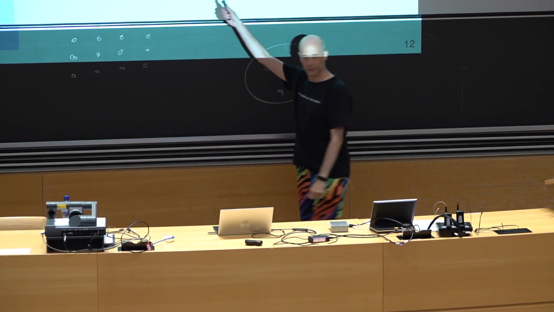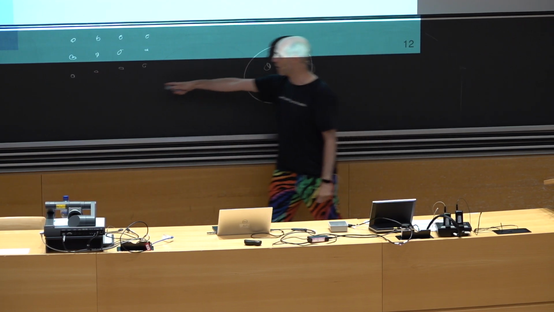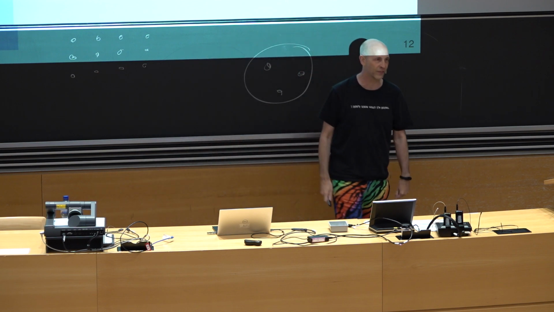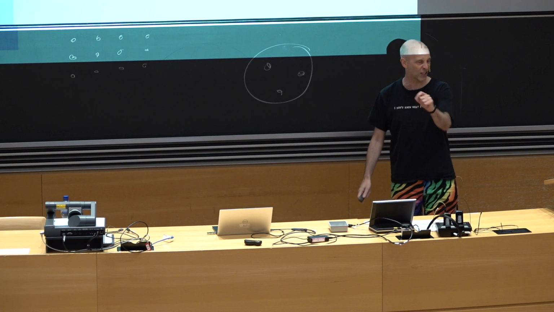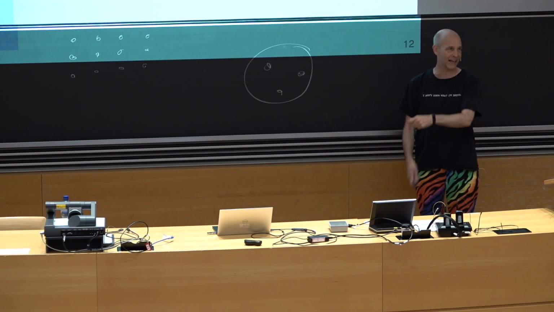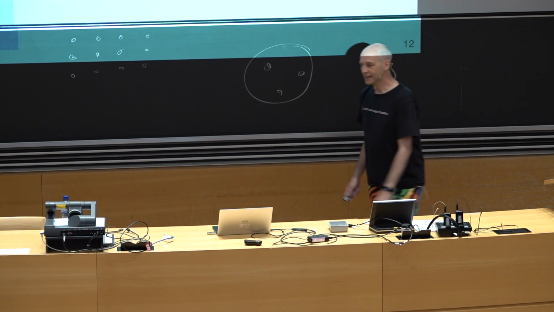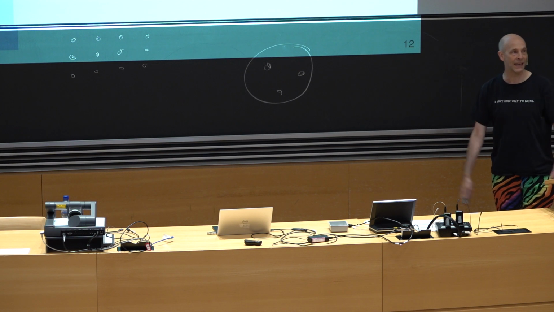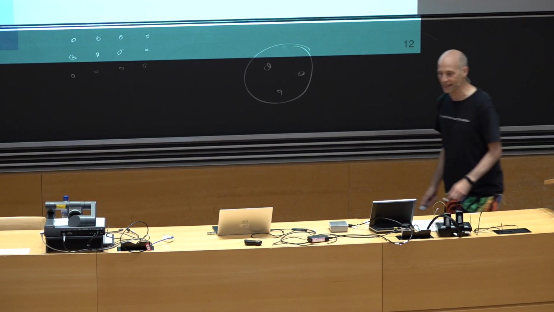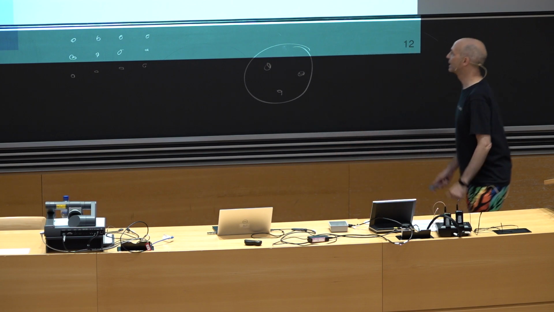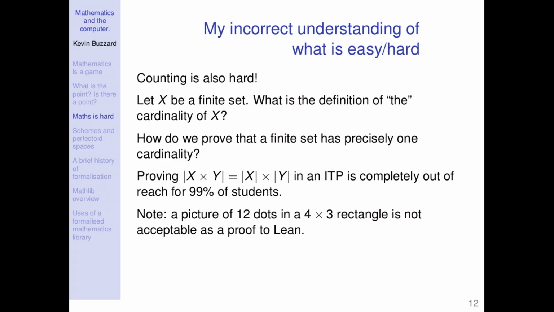But the definition of multiplication in Lean is not count the rectangle, right? The definition of multiplication is some kind of recursive definition on the second variable. x times 0 is defined to be 0, and x times n plus 1 is defined to be x times n plus x. So proving that the size of the product is the product of the sizes is completely out of reach, right? No way are we going to get students doing that. So all the counting stuff was completely out the window as well. So there you go.